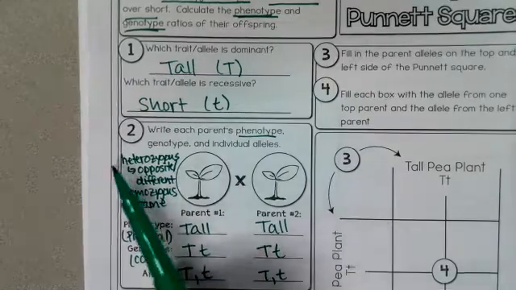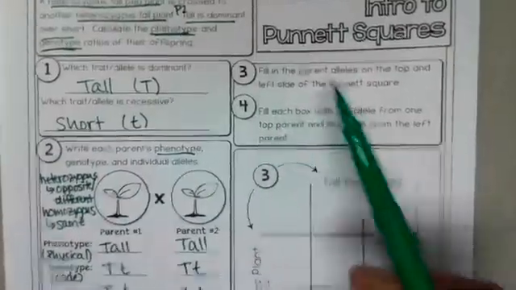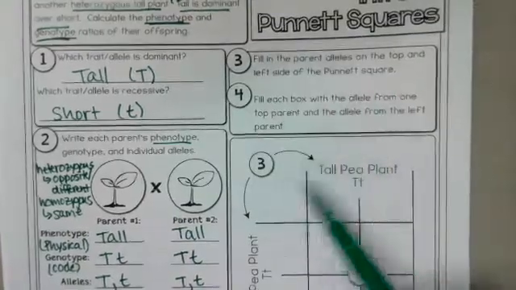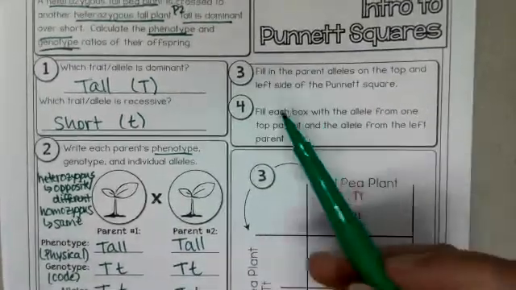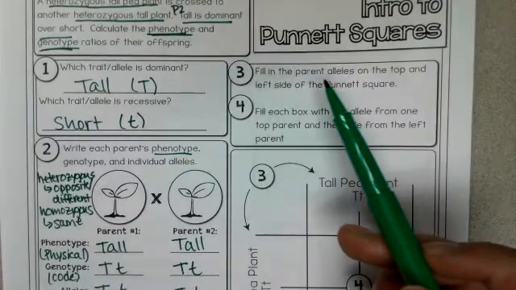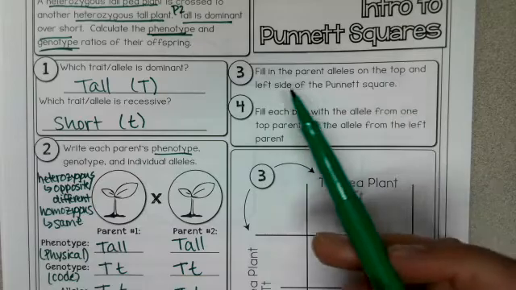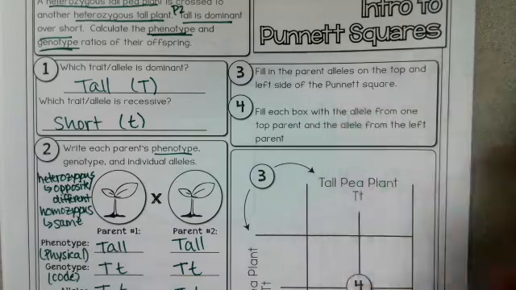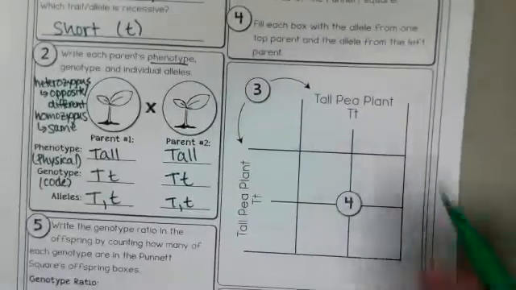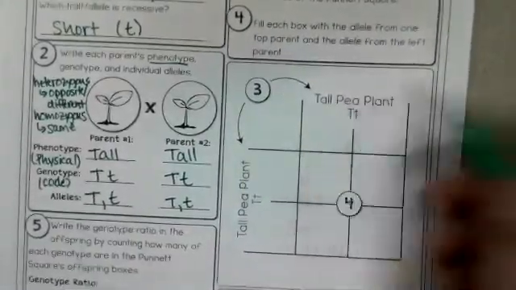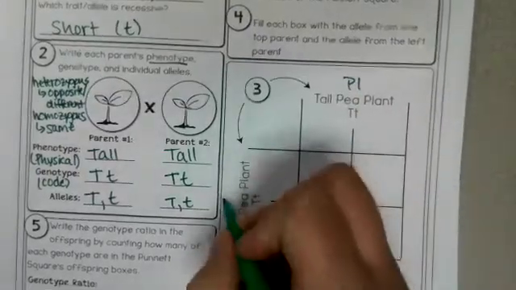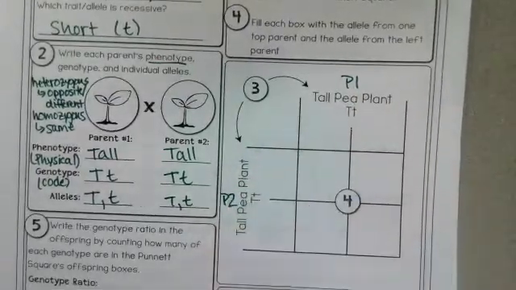All right, after two comes three. And so this is going to be paired with this box here, but this gives us a little bit of context about what's going on down here. So let's start up here. Number three tells us to fill in the parent alleles on the top and on the left side of the Punnett square. So this right here is one of those Punnett squares, okay? And this guy over here, we're gonna call this one parent number one. And we're going to call this one over here parent number two.